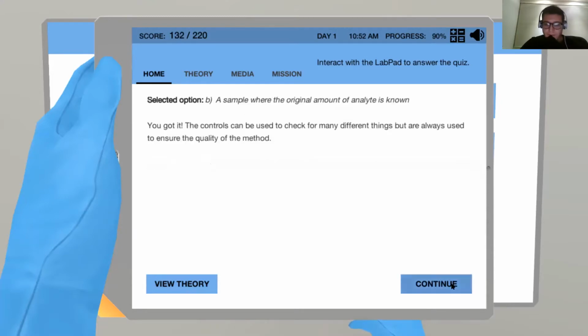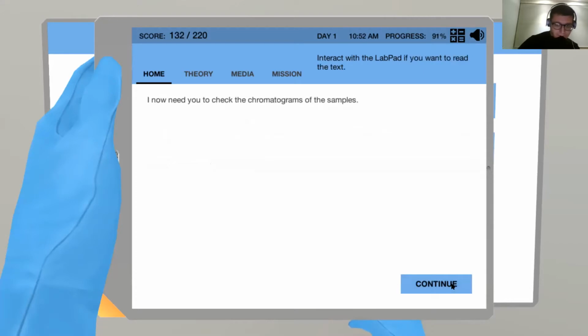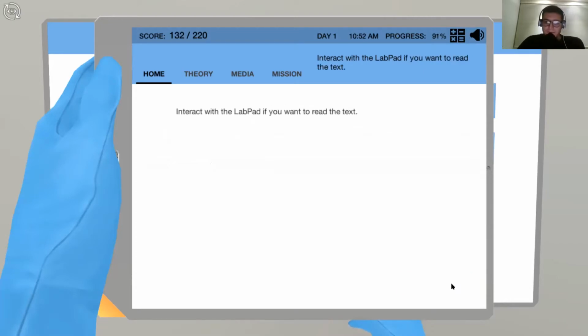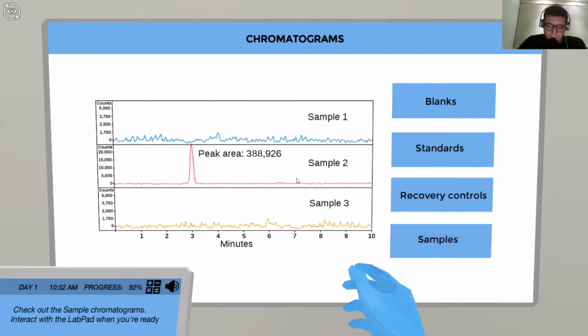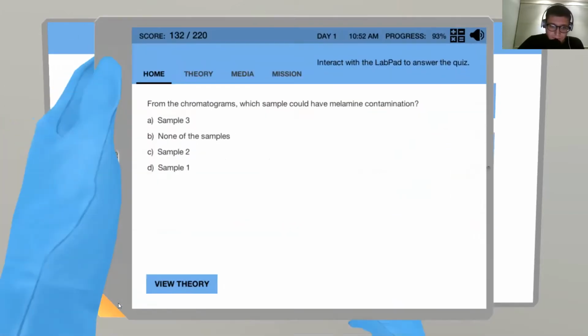You got it. I now need you to check the chromatograms of the samples. Check out the sample chromatograms. Interact with the lab pad when you're ready. From the chromatograms, which sample could have melamine contamination?